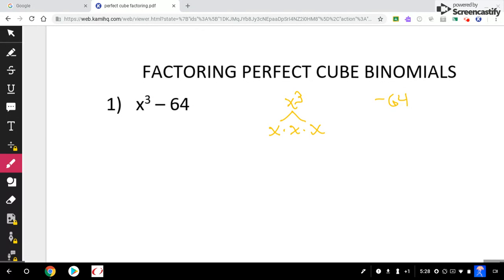Negative 64. Well, what can I multiply together 3 times to get negative 64? How about a negative 4, a negative 4, and another negative 4? So there's your definition of a perfect cube. So to factor these guys, it's kind of like a normal binomial factoring. Most factoring problems end up looking like this.